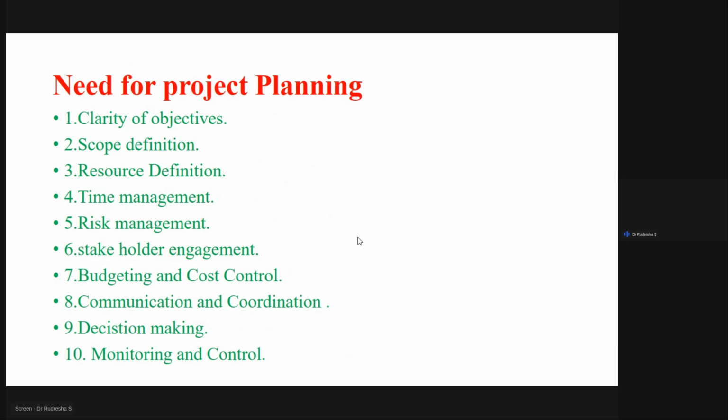Need for project planning. What are the needs in a project? Clarity of objective: you want to have good clarity in the project. Scope: you have a good scope in the future for that particular project. That is scope definition. Resource definition: whatever resource availability there is in that field. Next, time management: a particular time you have, such as 6 months, 8 months or 10 months.